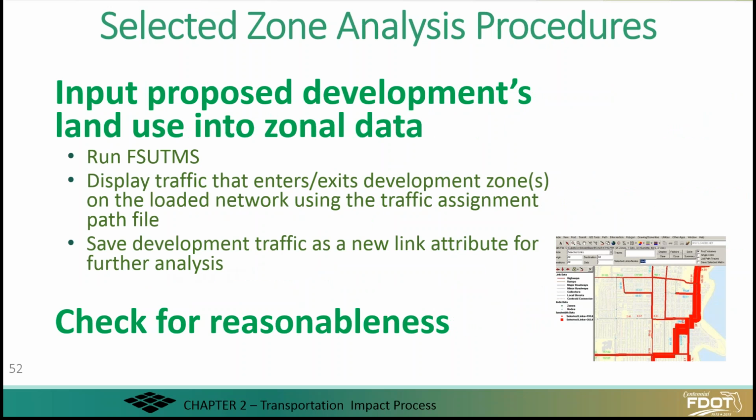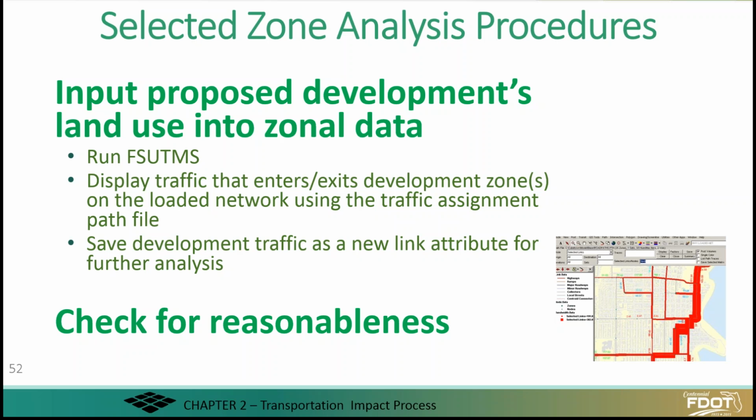So the way you do the selected zone analysis, you will run the FSUTMS model, again, either using the link volume factor method or using the special generators method, both of which are detailed in the Site Impact Handbook. You will then display the traffic that enters and exits the development zone on the loaded network using the model's path file, which is a specific output from the model that you can set up to report on just the trips coming from your development. And then you would save the development traffic onto the highway network as a new attribute for further analysis.